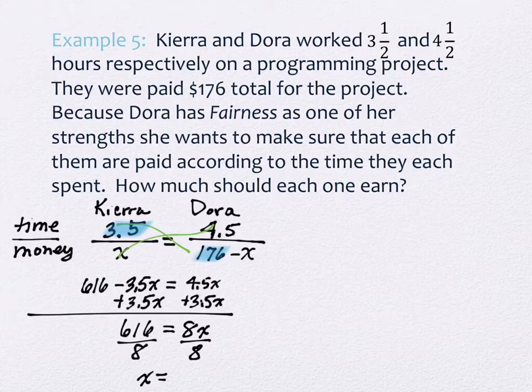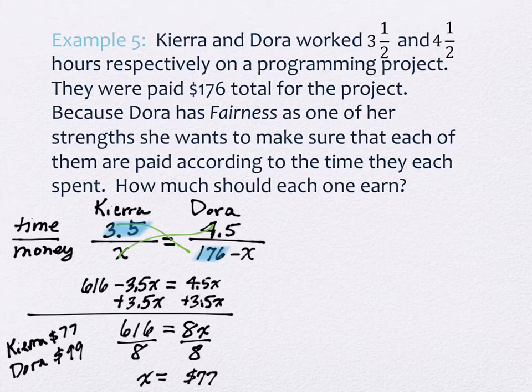how much money will Kierra make? 77. So Kierra makes 77, and what would Dora make? 99, because that's 176 minus the 77.